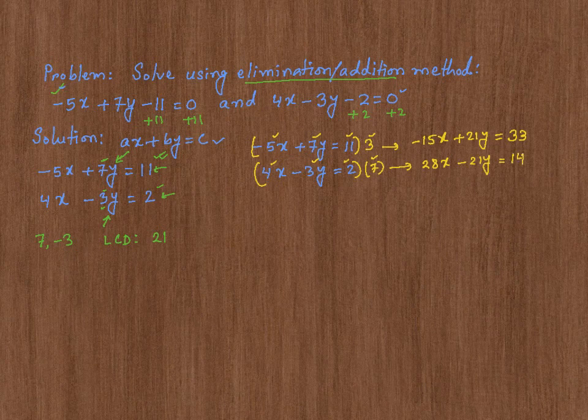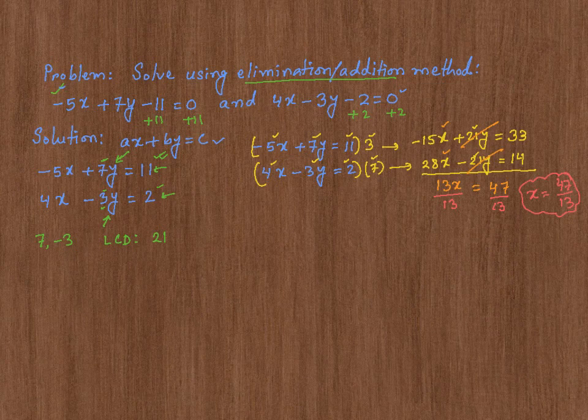Now look, the coefficient of y is 21, and the other coefficient of y is negative 21. Now if I add these two, what I get is this. These two are cancelling. Negative 15x plus 28x is going to be 13x is equal to 47, because 33 plus 14 is 47. Now I divide both sides of this equation by 13. That gives me x is equal to 47 over 13. And that's what it is.